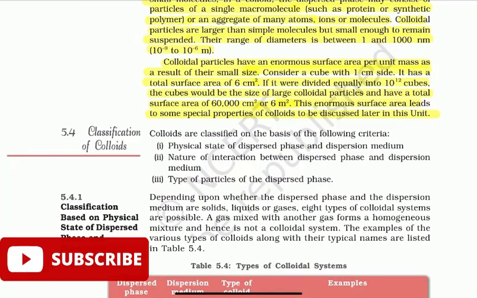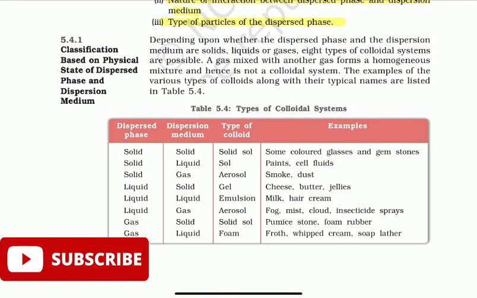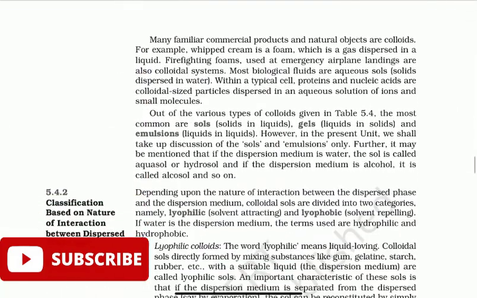Colloids are classified on the basis of the following criteria: physical state of dispersed phase and dispersion medium, nature of interaction between dispersed phase and dispersion medium, types of particles in dispersed phase. Depending upon whether the dispersed phase and the dispersion medium are solids, liquids, or gases, 8 types of colloidal systems are possible. A gas mixed with another gas forms a homogeneous mixture and hence is not a colloidal system. The examples of the various types of colloids along with the typical names are listed in Table 5.4.